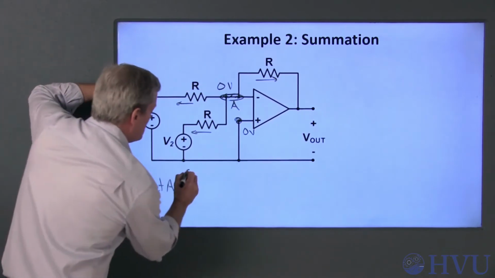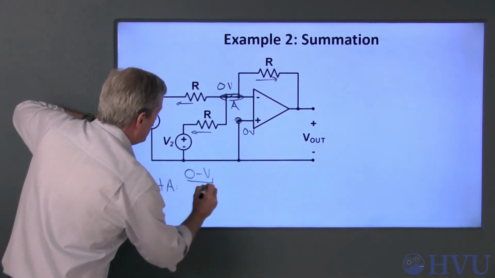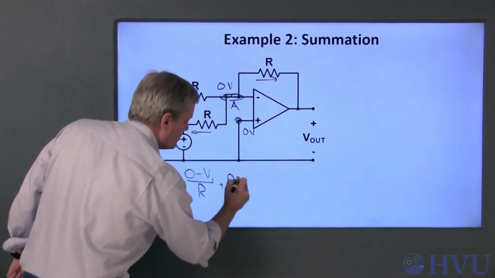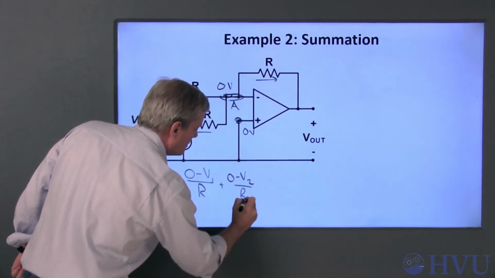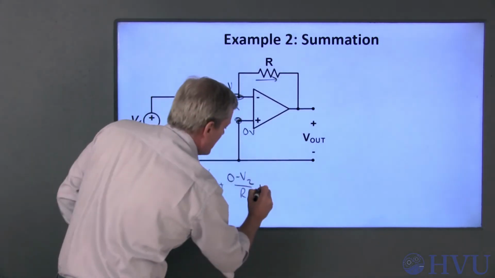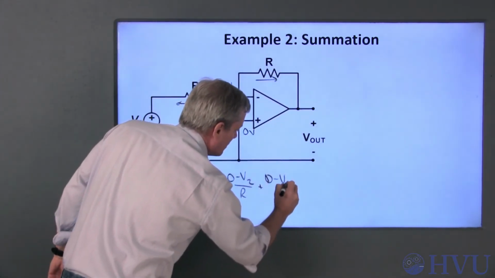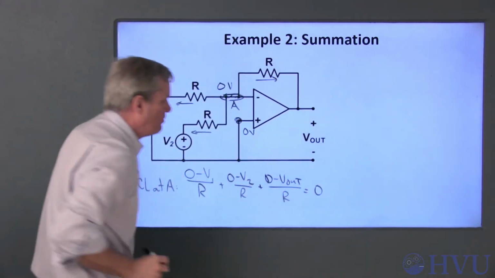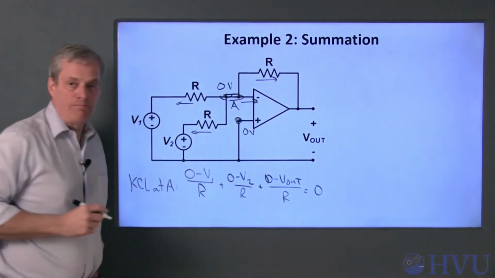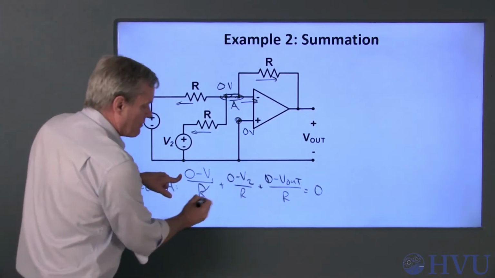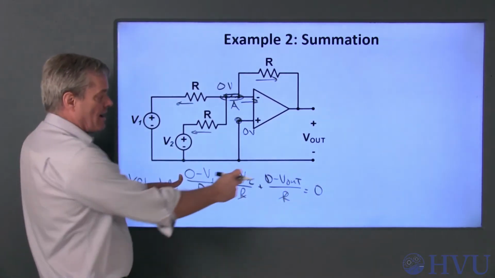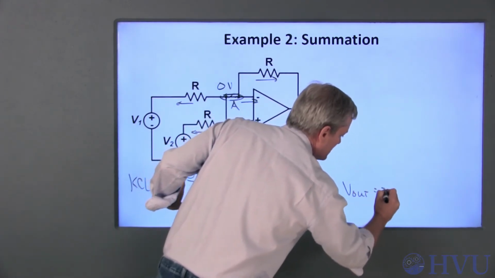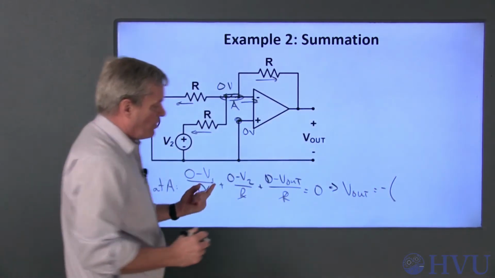So this is 0 minus V1 over R plus 0 minus V2 over R plus 0 minus V out over R. That sums to 0 because there's no current into the input terminals. If I multiply through by R, these all cancel out. Taking V out to the other side, V out is the negative of V1 plus V2.